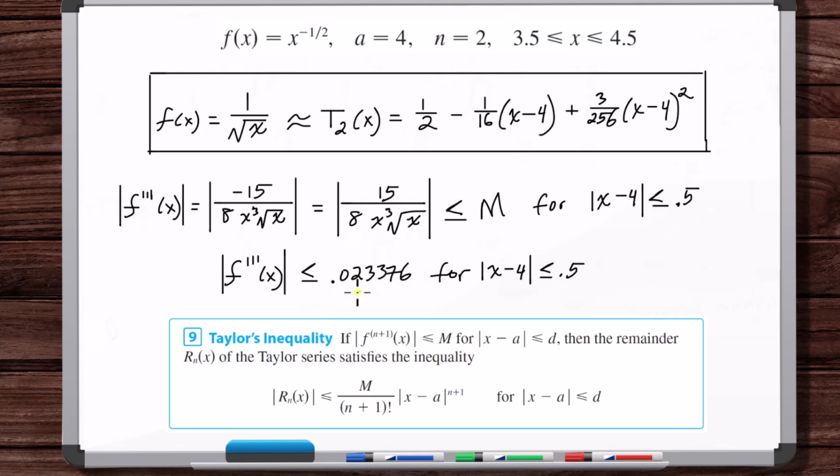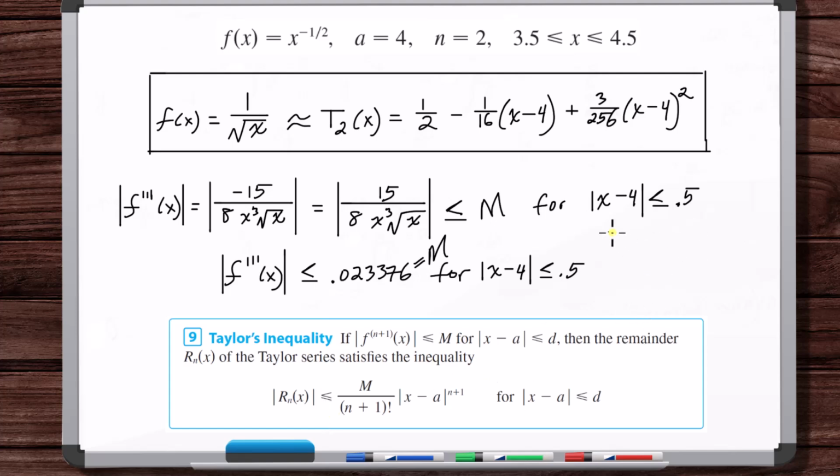There we go, right? This is 100% true. There's no other x value in this range that you could plug into f triple prime of x, take the absolute value, and get something bigger than this. Okay, so this is M. We've got M. So now we have what we need, this upper limit on the absolute value of the error. So we're going to plug in n is equal to 2.